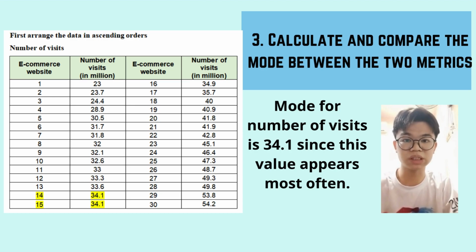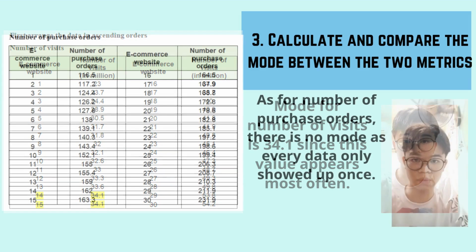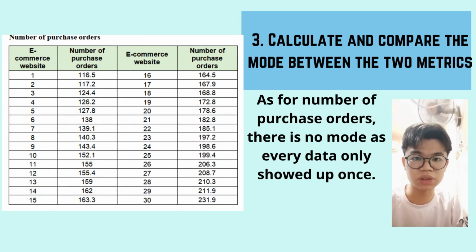The last part is to calculate and compare the mode between the two metrics, which is the value in the sample data that appears most often. As for number of visits, the mode is 34.1, as this value appears the most, which is 2 times, just as highlighted in the table. As for number of purchase orders, there is no mode, as every value in the sample data only appears once, just as shown in the slide.